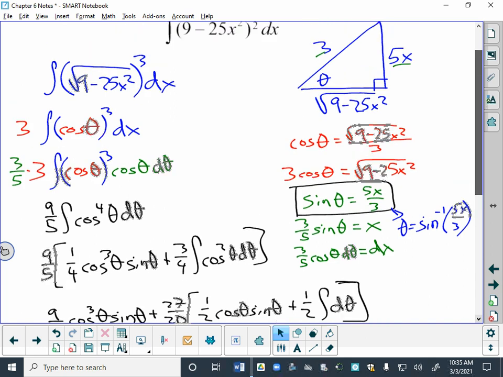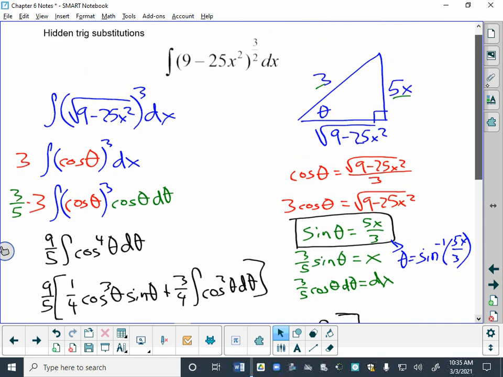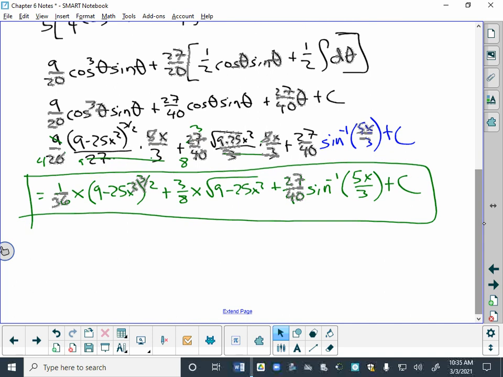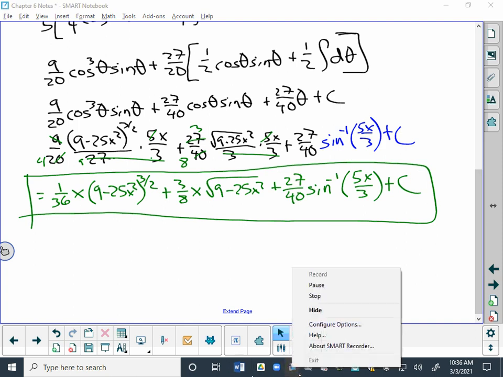and that is going to be my antiderivative of 9 minus 25x squared to the 3/2 power. What I should do is leave you to check that. You've got to be able to check that. You can do that and verify that that's actually what you get. That would be some phenomenal algebra practice that might be very beneficial to you at this point. All right. Good enough for now.